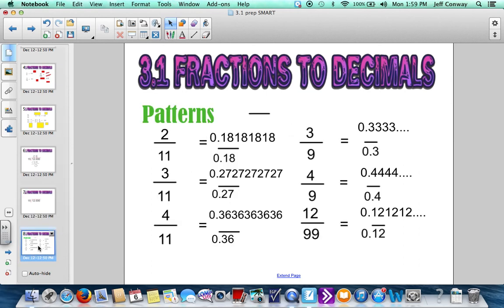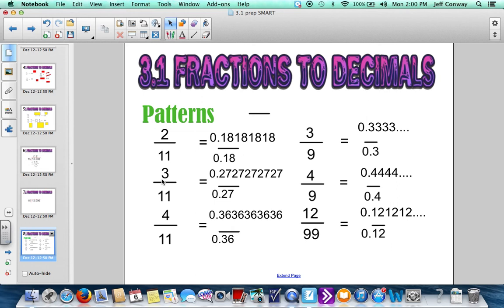Another thing that we want to look at is patterning. You'll notice patterns as you're doing math. A couple of ones that we want to look for and look at specifically are having 11 as your denominator and having 9 as your denominator. First things first, 2 over 11. If you divide 2 by 11 on a calculator, you'll get 0.18181818, or 18 hundredths repeating. If you do the same thing over here, and you'll do 3 over 11, if you do 3 divided by 11, you'll get 0.2727272727, or 27 hundredths repeating.